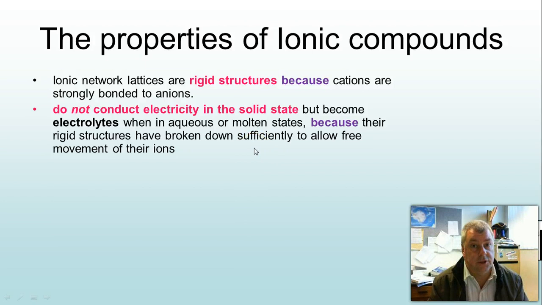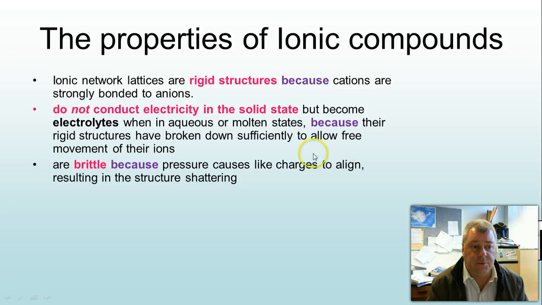Now normally in electricity, just what you plug into your power point, those charges that are moving, which are electricity, are electrons. However, they don't have to be electrons, and so we can conduct electricity with ions. But ionic substances do not conduct electricity in a solid state. They do in the aqueous and molten state because their structures are broken down and the ions are free to move. And we're going to expand on each of these shortly.